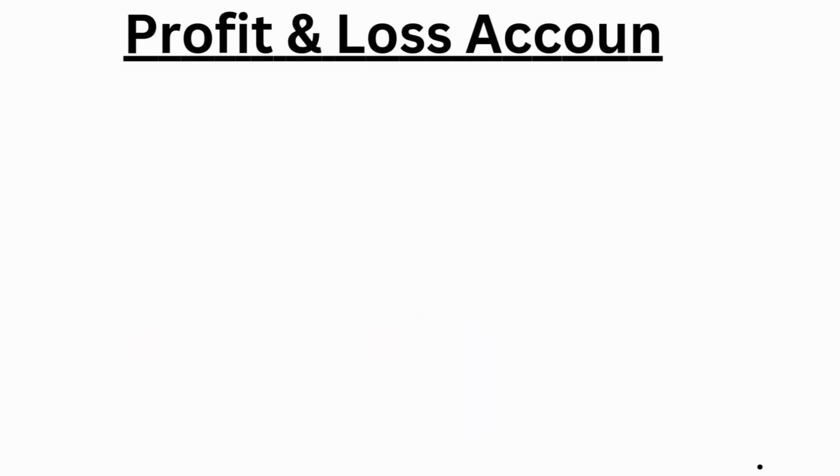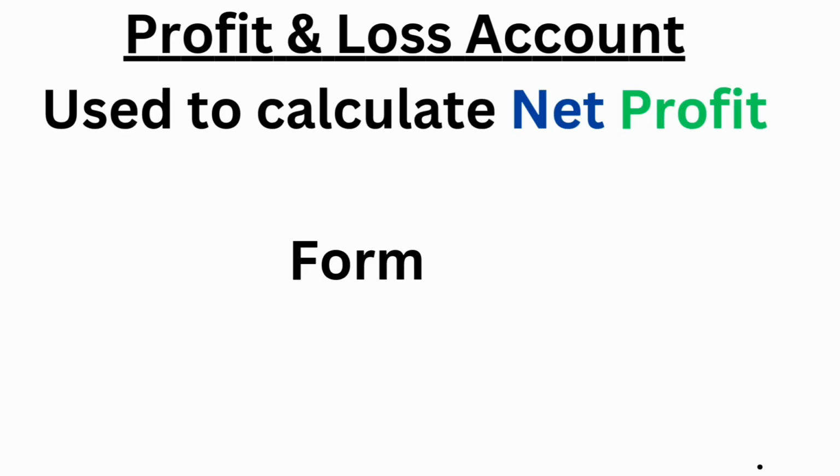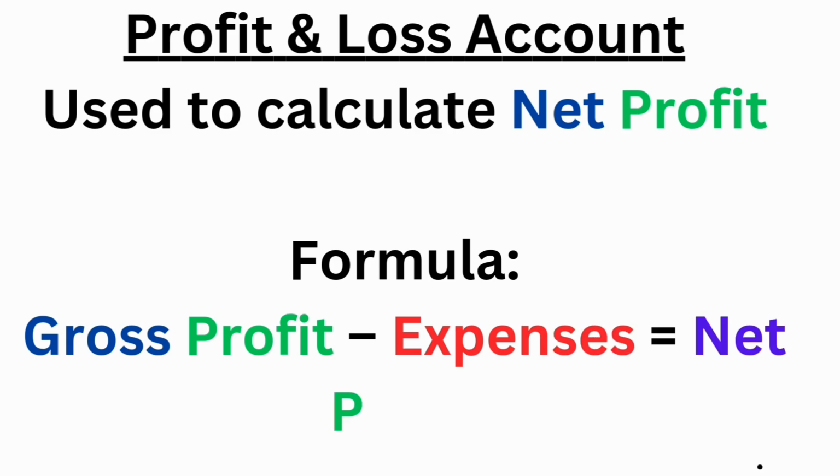Next is the profit and loss account. The profit and loss account is used to calculate net profits. It takes the gross profit and subtracts all expenses like transportation, rent, and salary. What remains is the net profit.